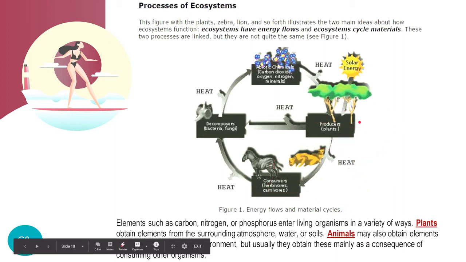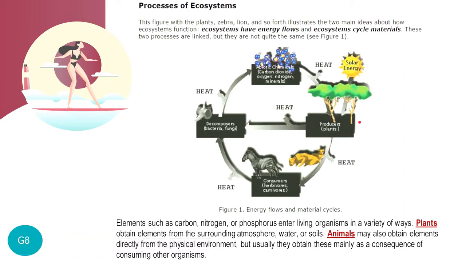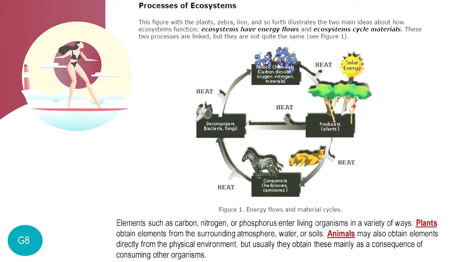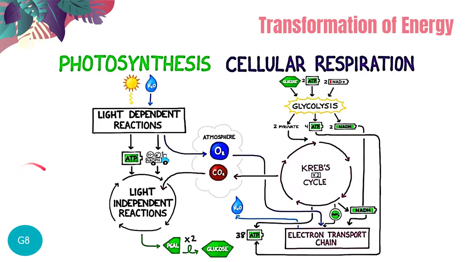Living organisms are capable of cycling and recycling materials in an ecosystem. So elements such as carbon, nitrogen, and phosphorus enter living things, for example, plants. Plants obtain these materials from their environment, from the atmosphere and from the soil through their roots, while animals obtain these elements whenever they consume other organisms. So this is how photosynthesis and cellular respiration are interrelated and interconnected in the transformation of energy in an ecosystem.